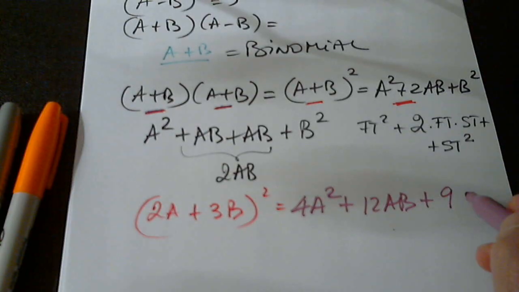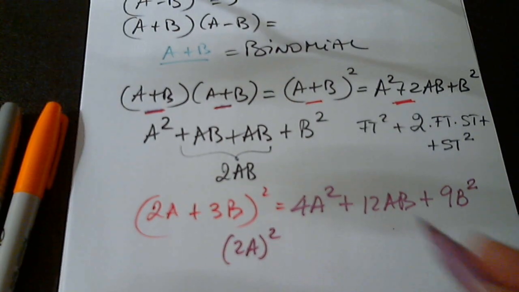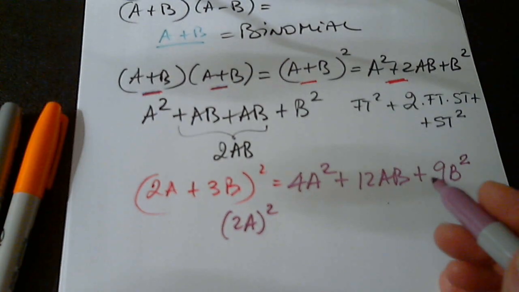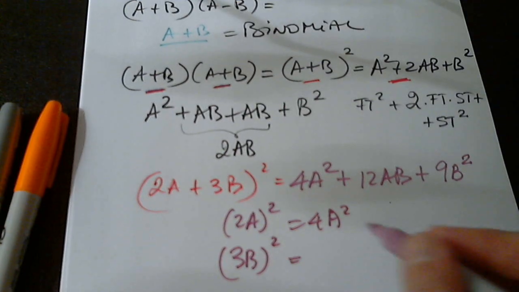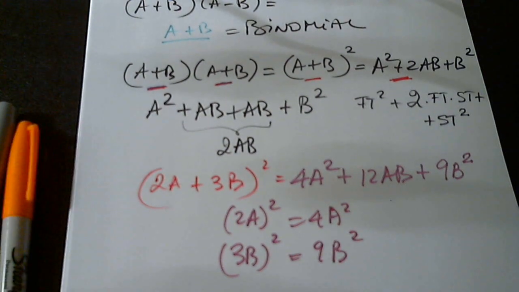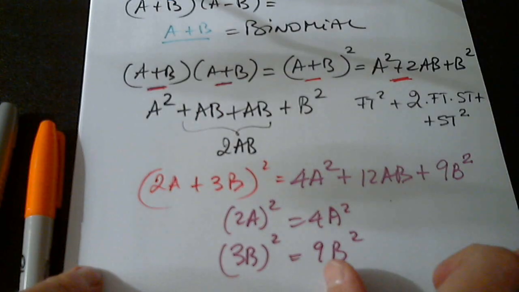Is it 9? 9b squared. Very good. So when we multiply 2a by 2a, or square 2a, we get 4a squared. When we square 3b, we get 9b squared. Is this okay? Any questions? Perfect. Good. Can anyone give us an example with a negative so we can work on it quickly?